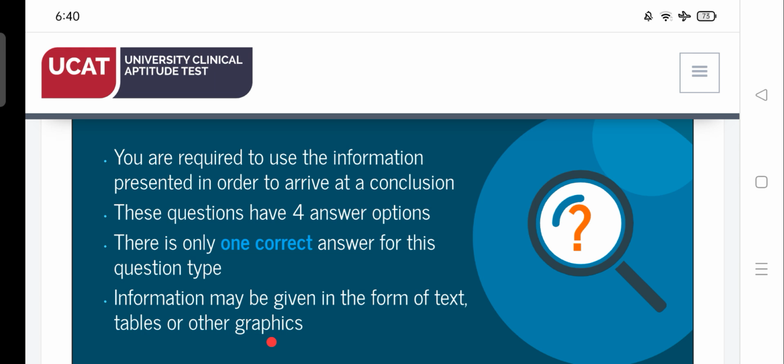You have to use that information to conclude your answer. 4 answer options will be given to you and you have to choose only one correct answer. And in the last type, we can choose more than one right answer, but here we have only one correct answer and you have to select that one only.